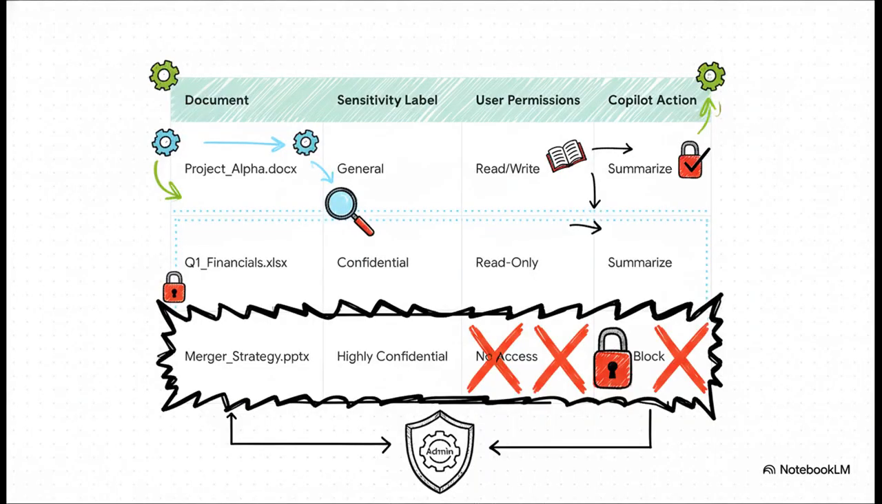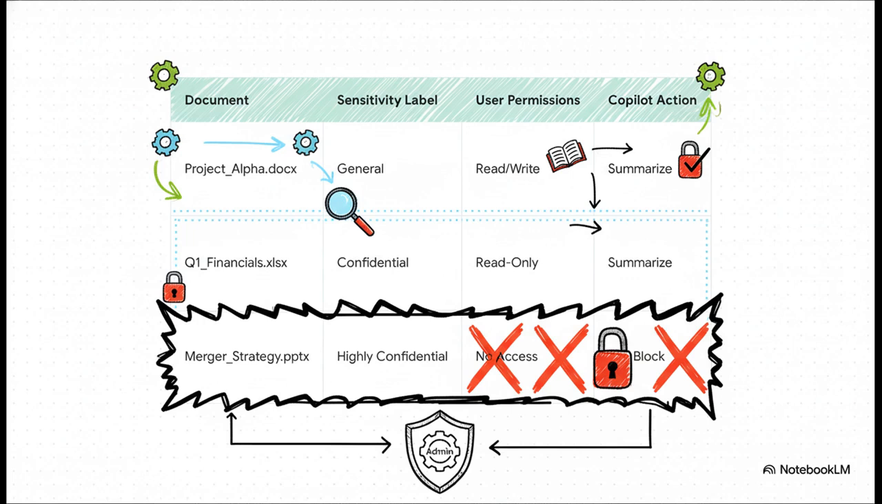And this table here illustrates that interaction perfectly. Let's walk through it. First row, the user has read-write access to a general document. No problem, Copilot can summarize it. Second row, the user has read-only access to a confidential file. They can see it, so Copilot can summarize its contents. But this third row, this is the critical security test case. The document is labeled highly confidential.